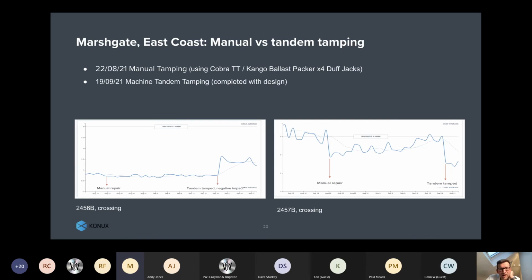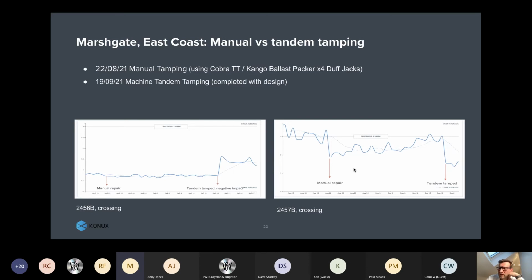And then here is a UK example. So again, Marshgate, so Doncaster, manual tamping didn't really have much effect here, but it did here. But again, it started to trend back upwards. And then here did a tandem tamp and actually increased the displacement. Still quite well within threshold, but it did make quite a difference to the displacement of the asset. Whereas here it was much more effective. So you can see it reduced the displacement.